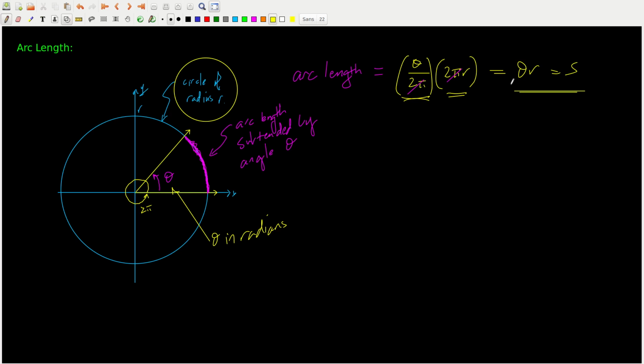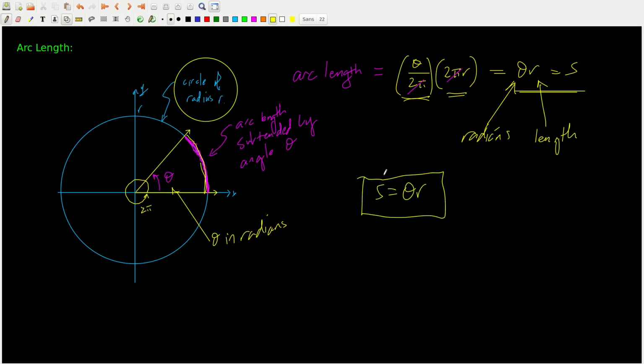This is the arc length around the circle, where theta is measured in radians, and r is the length. And then s is the length subtended here, this piece of the circle. So that's our final kind of equation or idea coming from these definitions of angles.